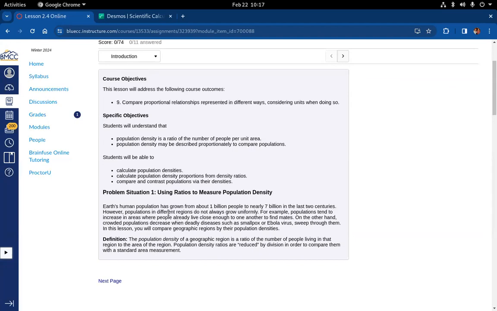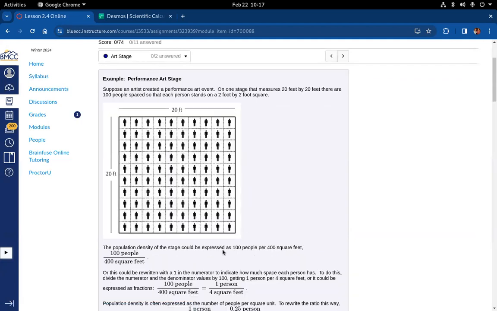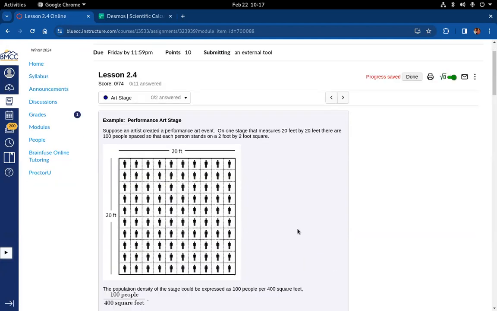So for example, the population has grown a lot on the Earth, and we're approaching 8 billion people now, which is a lot of people on the planet. So we're going to start off by imagining a stage that's 20 feet by 20 feet. And in there's 100 people. So there's 10 people across and there's 10 rows.